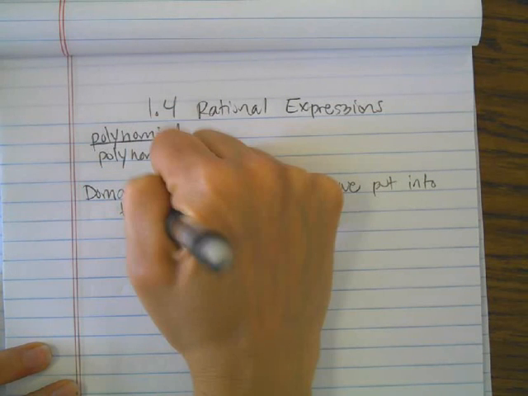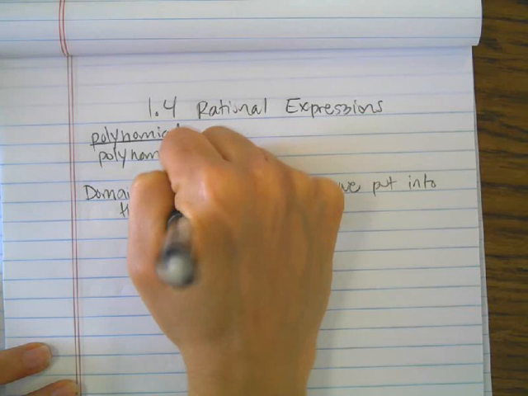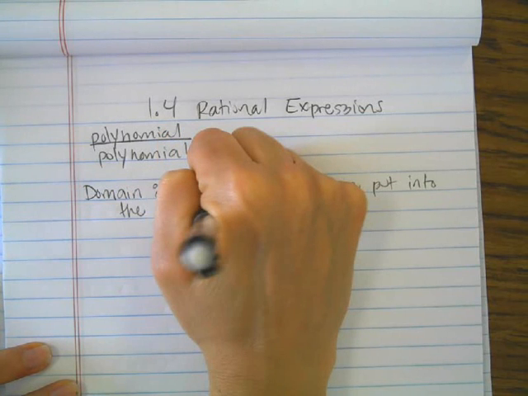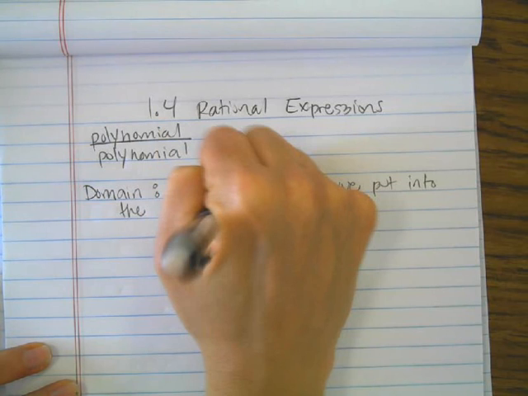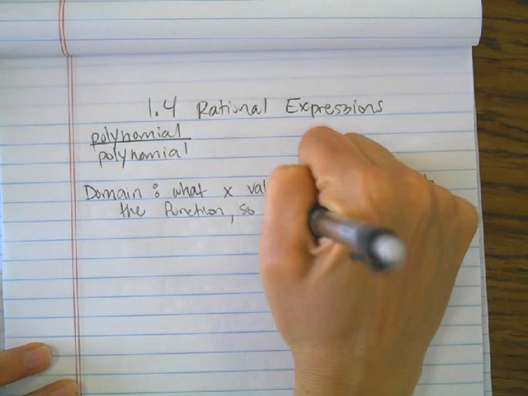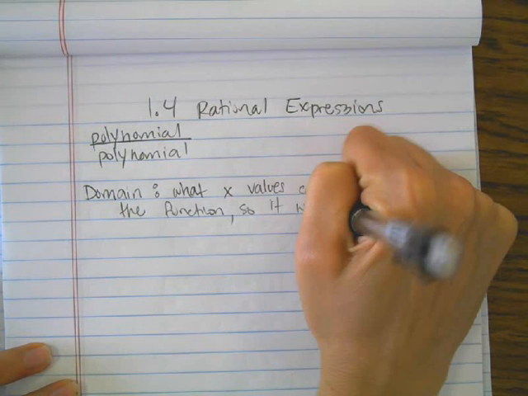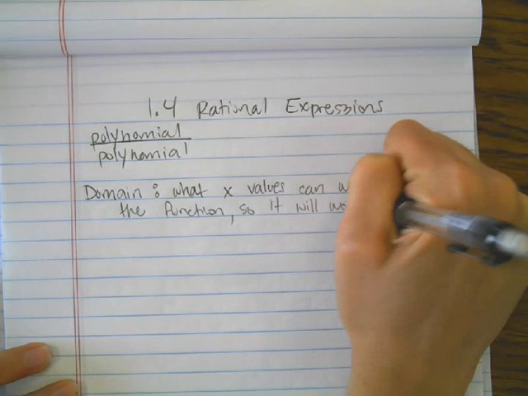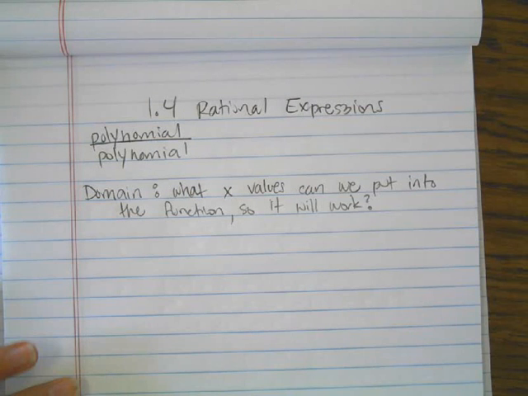So let's start with even root. An even root is like a square root, a fourth root, a sixth root. What numbers can we not put underneath an even root? What numbers don't make sense? If we could take the square root of 0, we get 0, but you're getting closer. Negative. We can't put any negatives underneath even roots.